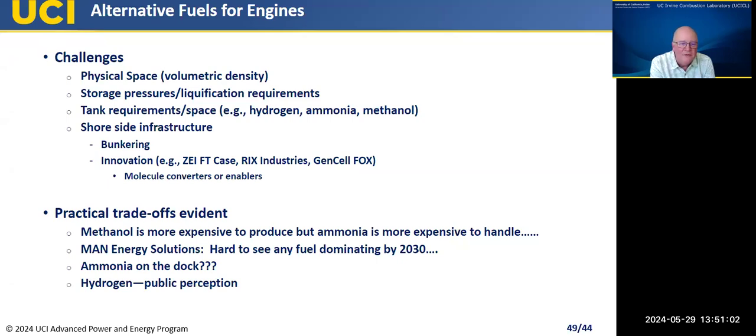Yeah, so I kind of have mentioned this. There are some challenges with these alternative fuels, but it's an area of active development. Definitely there are trade-offs, and talking to people about, are we going to put ammonia on a public dock, and can we really do that with hydrogen? So again, the message is there's not some silver bullet really. Next slide.